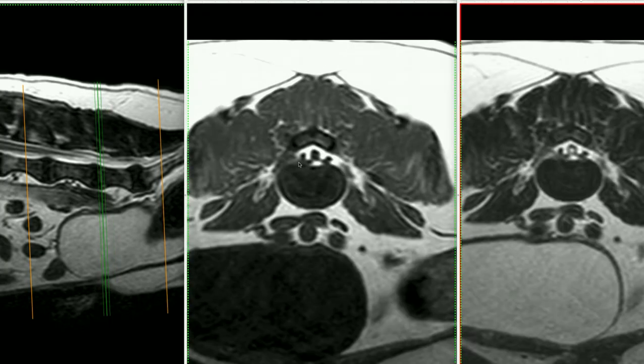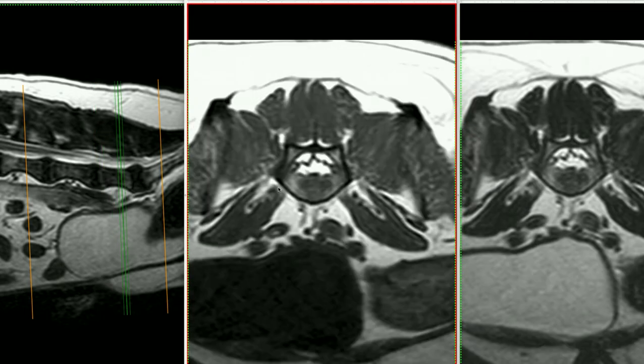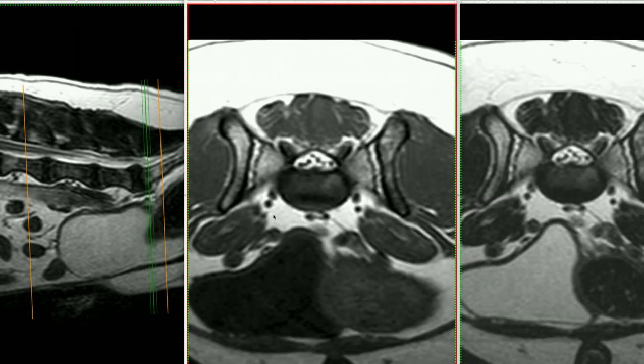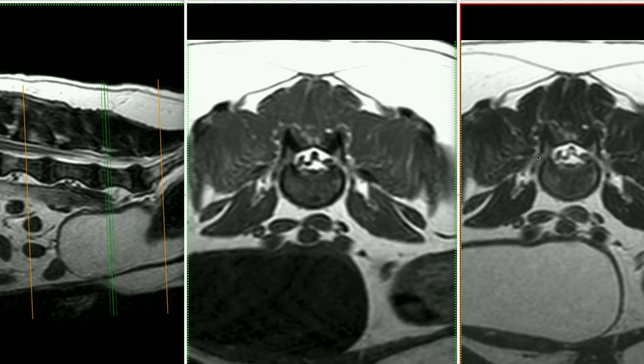As we follow the nerve ventrolaterally after it exits the intervertebral foramina, we can see here the L6 nerve, and we get the impression that there's mild swelling of the nerve compared to the contralateral side. The T2 weighted images don't show any signal alterations, although often with nerve root compression, we would expect to see some hyperintensity within the affected nerve.